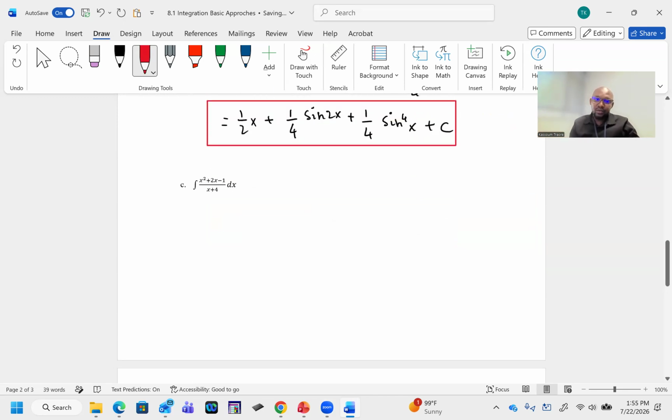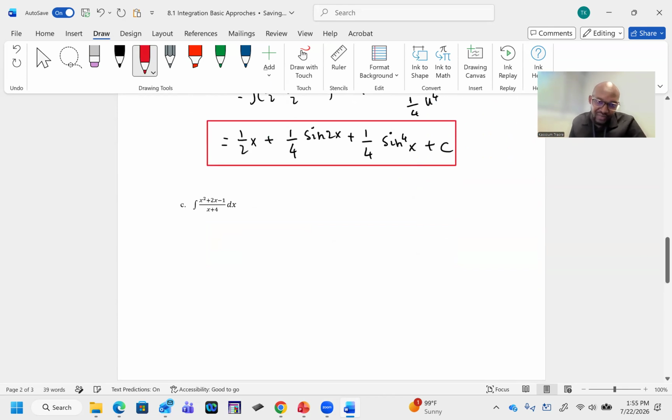So for this one, we have to find the integral of x squared plus 2x minus 1 divided by x plus 4 dx. So when integrating a rational function, which means a polynomial in the numerator and a denominator, we first have to check to see whether the function is improper, which means the degree of the numerator is greater than the degree of the denominator. And in this example, we have an improper rational function. And whenever you have that, you use long division first to simplify.